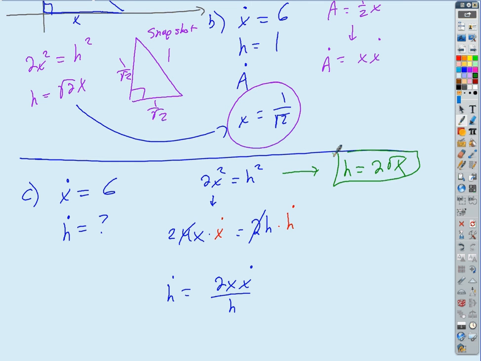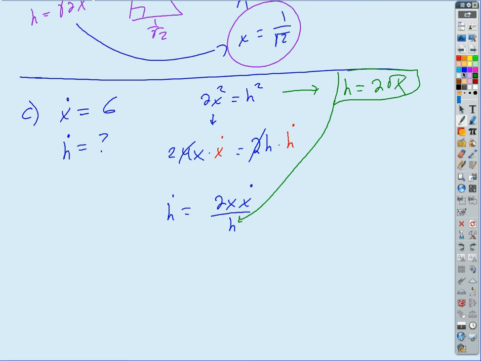If I plug that in for h, look what happens. I'm going to get 2x x dot over the square root of 2x. Aha. What happens? You see that? The x's cancel algebraically. So that's the math god's way of saying it's independent of x, right? It's a constant. So h dot is just equal to 2 divided by the square root of 2, which is what? What's 2 divided by the square root of 2? Square root of 2.